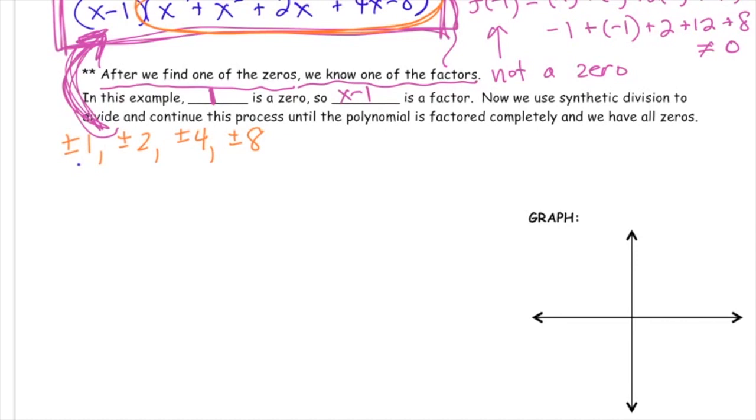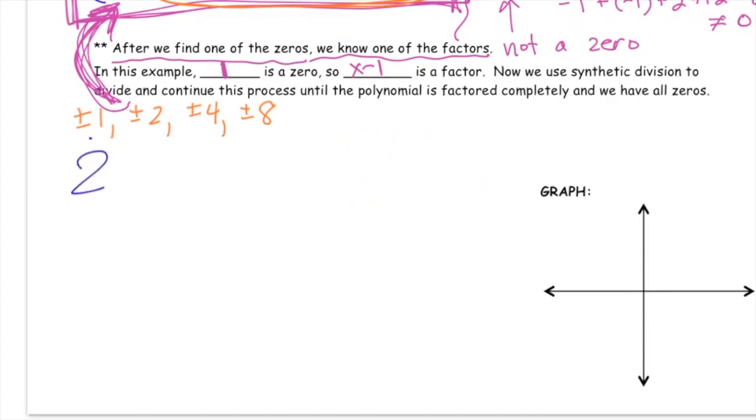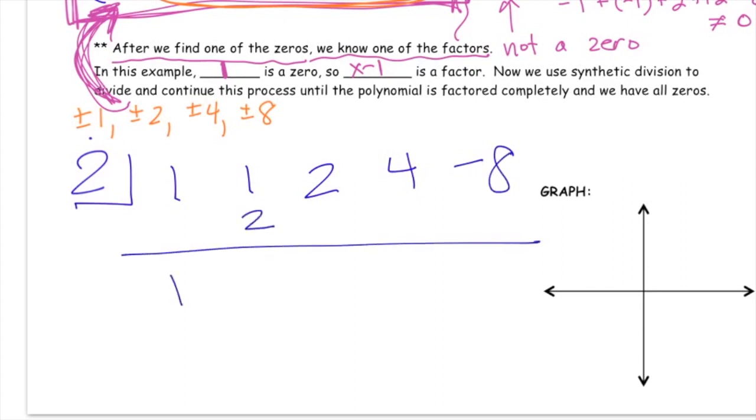And we know that there are 2 ways to check. I could either do 2 with synthetic division, or I could plug in and find f of 2. So this would be, now remember, I'm looking at this for my coefficients. It would be 1, 1, 2, 4, -8. And that would be 1, 2, 3, 6, 8, 16, 20. Yeah, that doesn't work.